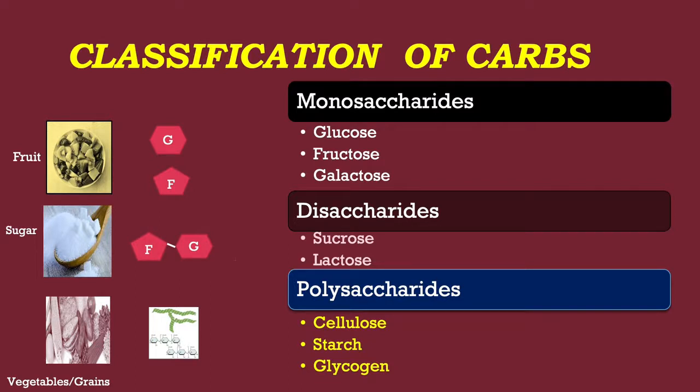The two main disaccharides are sucrose and lactose. Sucrose has a molecule each of glucose and fructose and is found in table sugar. Lactose is made up of galactose and glucose and is found in dairy.